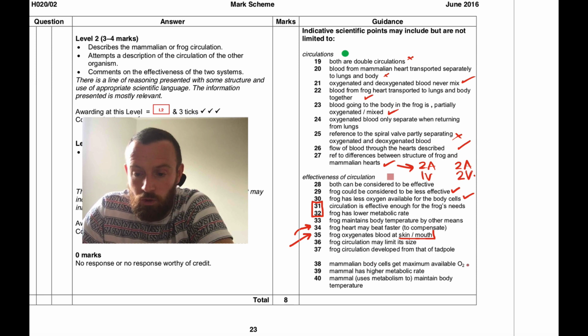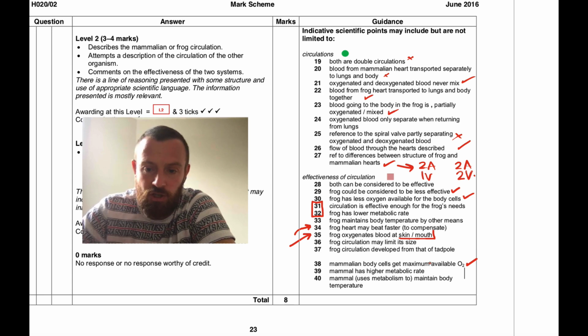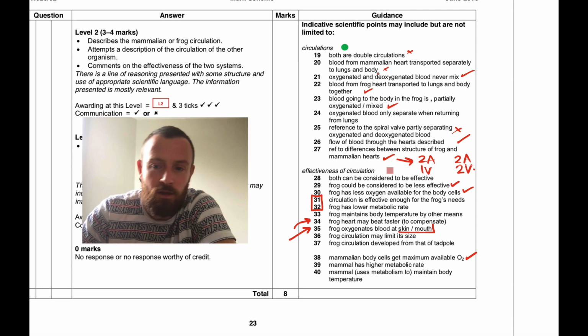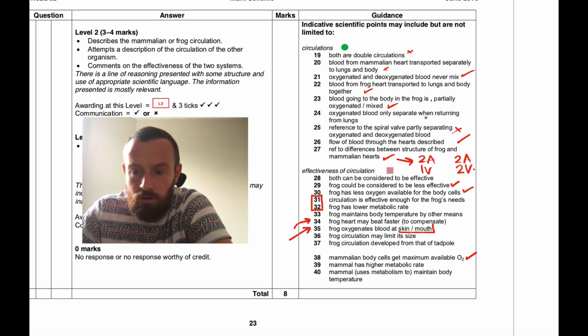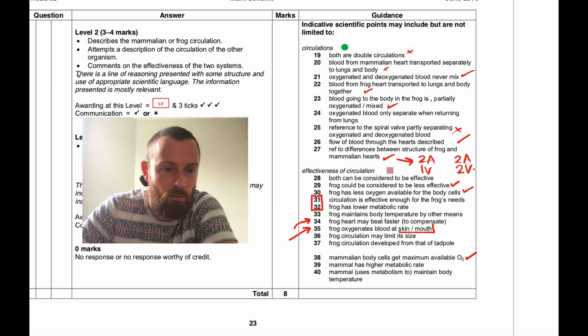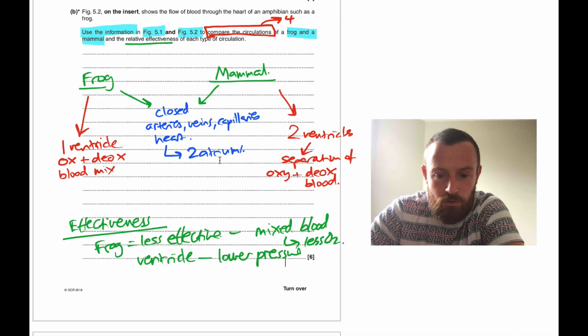Okay, mammalian, we talked about this. Body cells get maximum available O2, has a higher metabolic rate. Doesn't really talk about pressure actually, so maybe I didn't get that mark. Now, I think I got 1, 2, 3, 4, 5, 6, 7, 8. I got 8 marks, maybe 8 things that I've said there. I wonder if I would have got 4 marks for that or not. I'm not sure if I would.